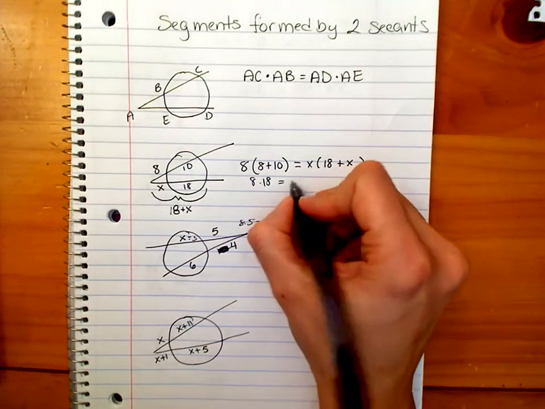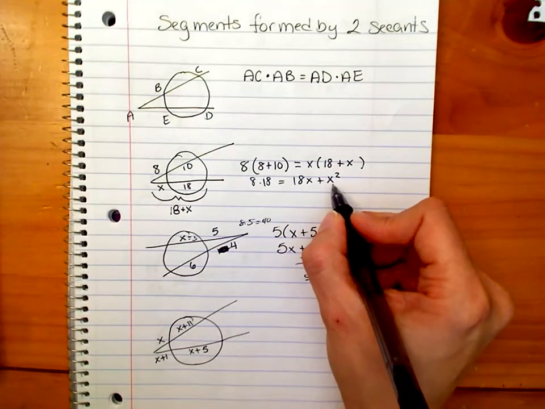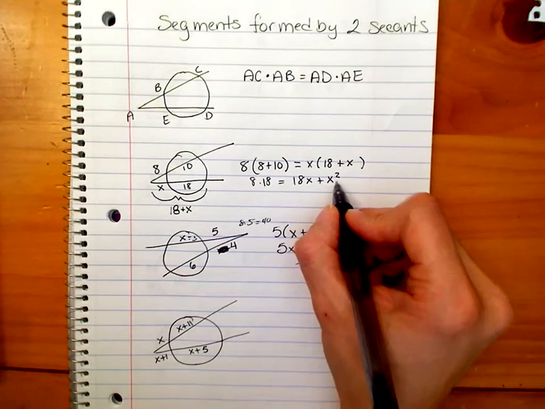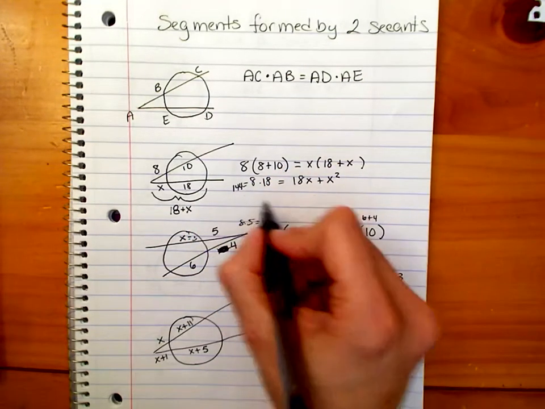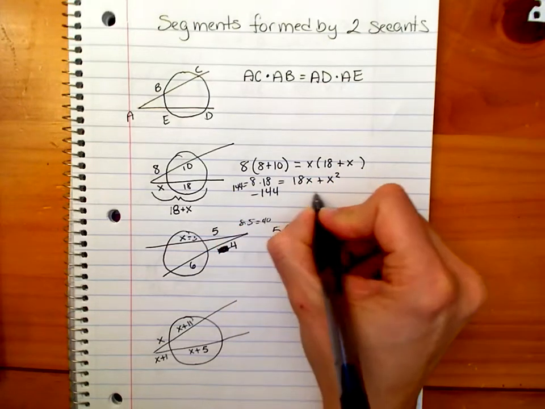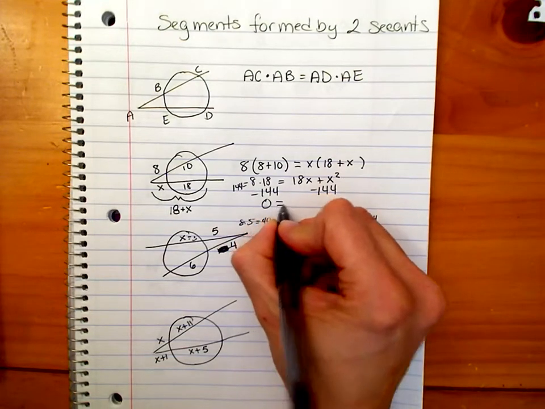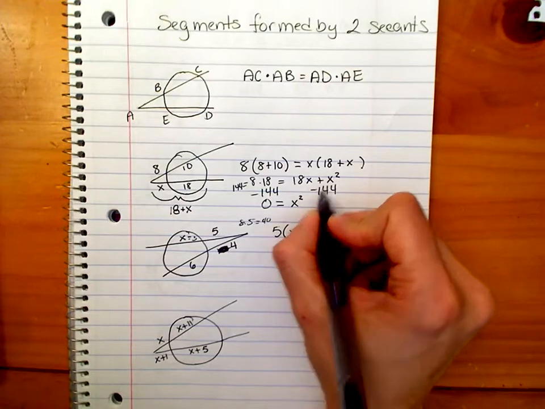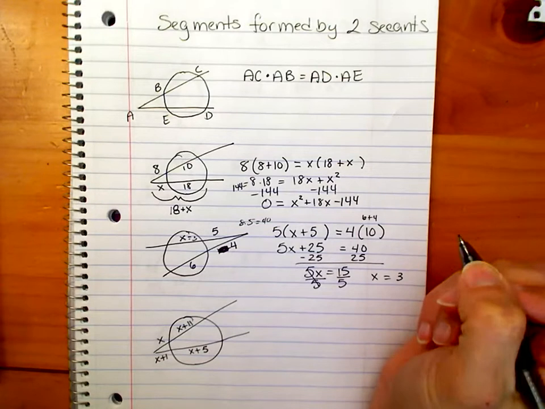And if we distribute here, we get 18x plus x squared. So notice when the x squared comes up, that's a quadratic equation. So we solve it a little bit different than linear equations. So 8 times 18 is 144. So that means we need to get everything on one side with quadratic equations. So we minus 144 from both sides. Now there's nothing like that, so there's no like terms. We get 0 on the left side, and I'm going to put it in the correct order. x squared plus 18x minus 144.